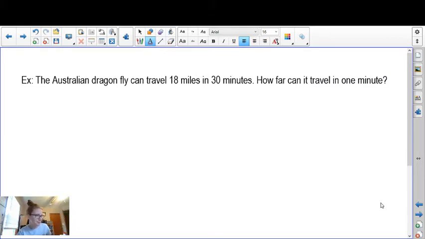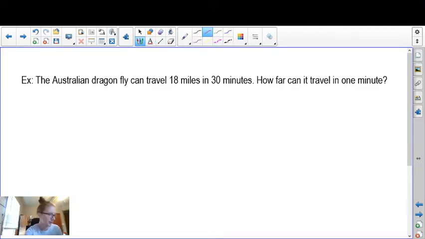All right, next one. The Australian dragonfly can travel 18 miles in 30 minutes. How far can it travel in 1 minute? So again, we typically put time on the bottom, and I said my color was red. So we're going to do the miles on top, the minutes on the bottom. And I asked myself, okay, so can I take 18 and divide it by 30? Because we said we want the bottom to be 1, because it's asking for in 1 minute.